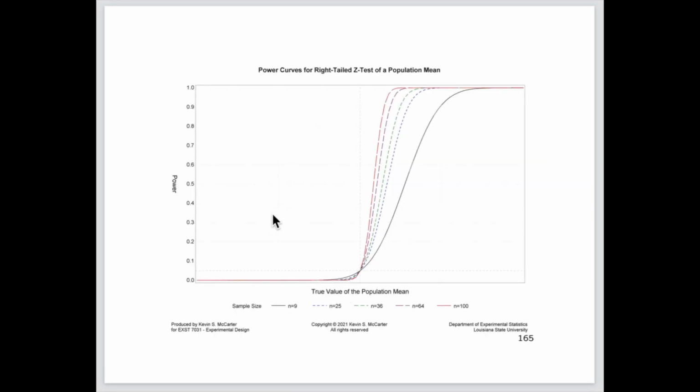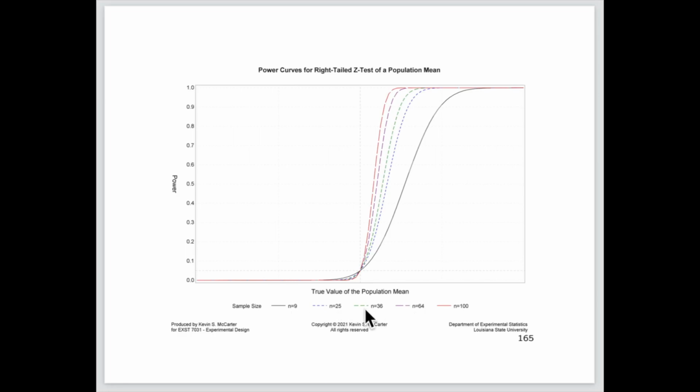So here I have power curves for our right-tailed z-test of a population mean. We're performing the tests for each of these sample sizes that I've got listed here. We're performing each of those tests at a 0.05 level of significance. Now the sample sizes that I have here are n equal to 9, 25, 36, 64.